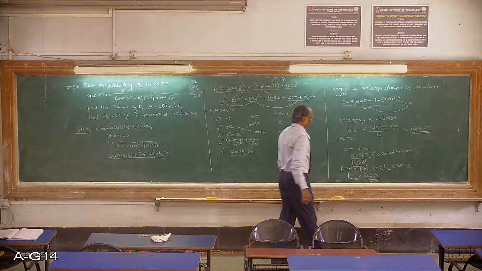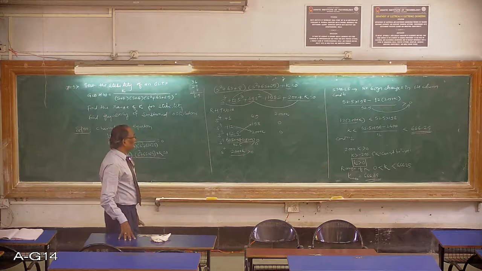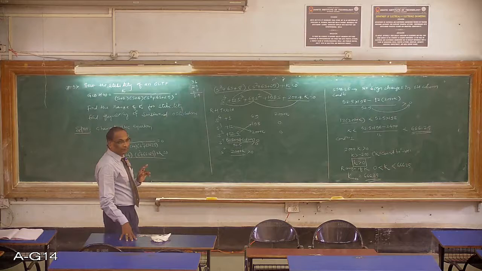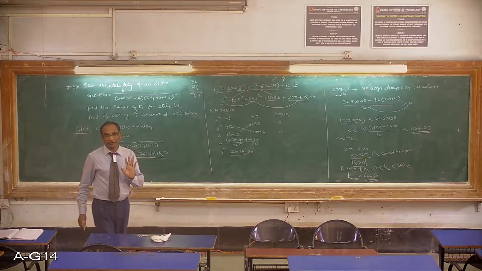So what it means: if k value is less than 666.25, the system is stable. If k is exactly 666.25, the system is marginally stable. If k is greater than 666.25, the system is unstable. And now you are asked to find the frequency of sustained oscillations.